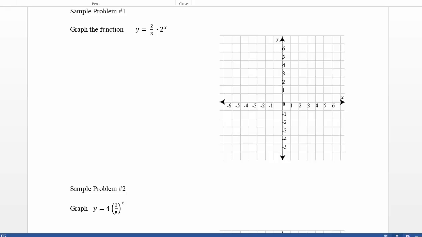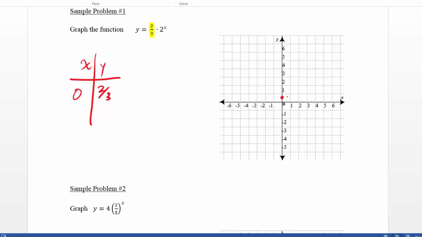Alright, so for this first one, I'm just going to graph a couple t-chart points just to have a generic idea of what this looks like. And the first thing I really want to know is when x is 0, what my y-intercept is. And keep in mind, anything to the 0 power is just 1. So that makes 2/3 right there my y-intercept. So 0, 2/3, and of course you just graph that as best you can.